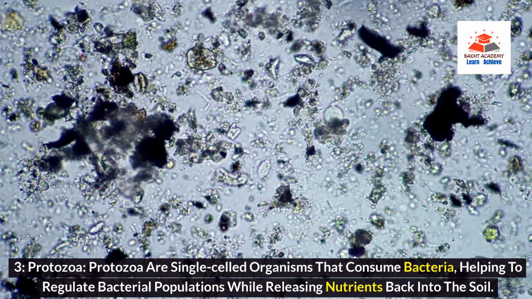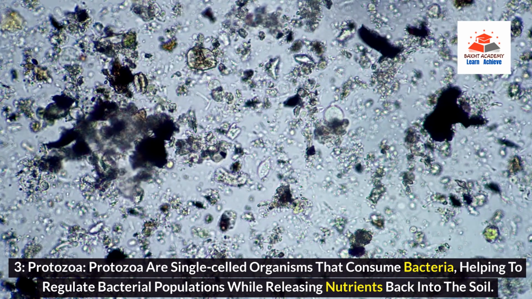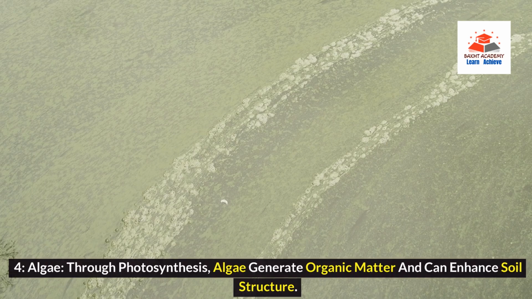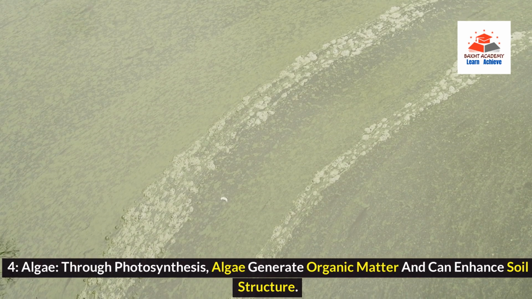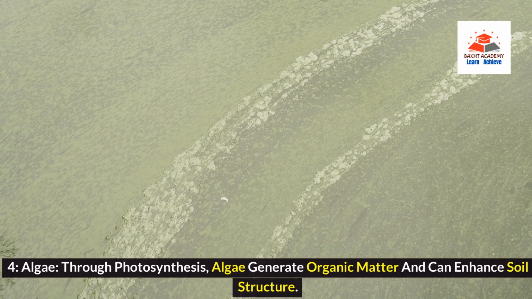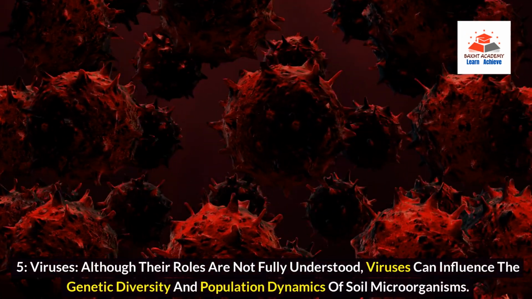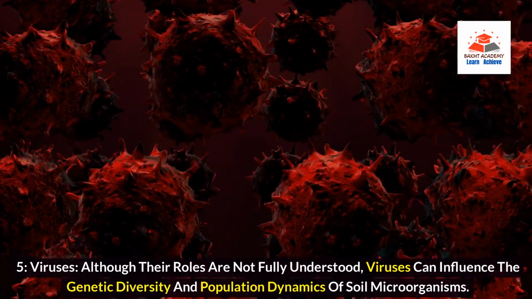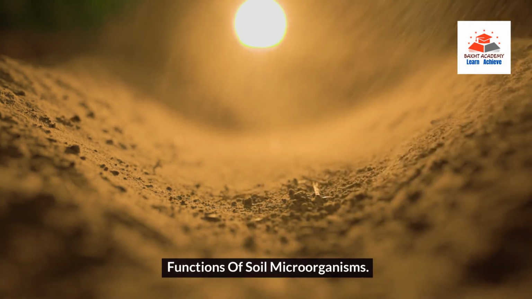3. Protozoa. Protozoa are single-celled organisms that consume bacteria, helping to regulate bacterial populations while releasing nutrients back into the soil. 4. Algae. Through photosynthesis, algae generate organic matter and can enhance soil structure. 5. Viruses. Although their roles are not fully understood, viruses can influence the genetic diversity and population dynamics of soil microorganisms.